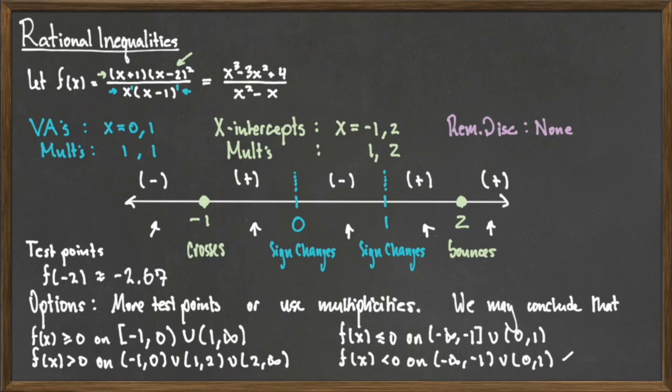I'm including that -1 because that is included in the discussion of where my function is less than or equal to 0. And -1 is a root, making the function equal to exactly 0. But I still don't include the vertical asymptotes because my function isn't defined there. And then for the strict inequality, I just simply exclude the -1, and then we're done.